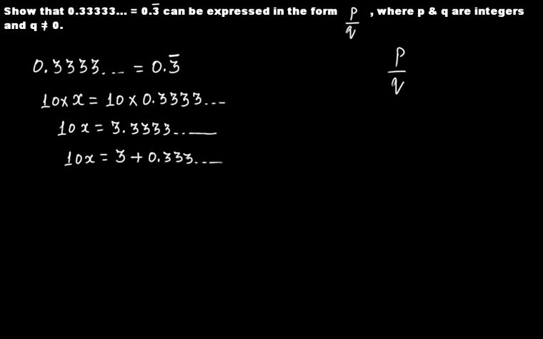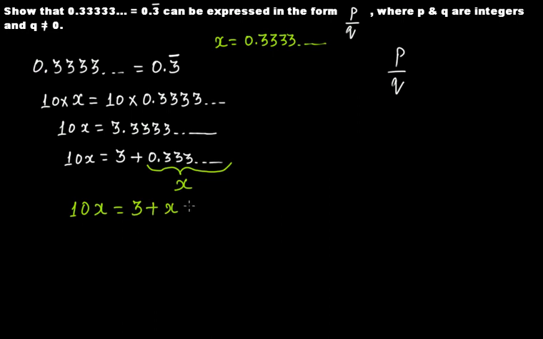Now actually this 0.333333 is what we have taken as x. We assumed that x is equal to 0.3333, right? So this is actually x. So 10x is equal to 3 plus x.